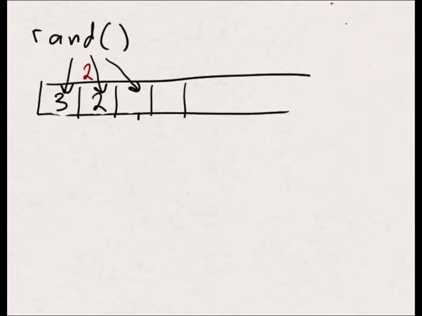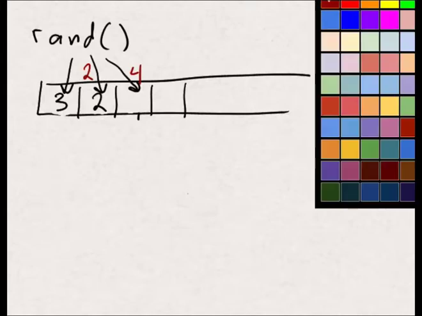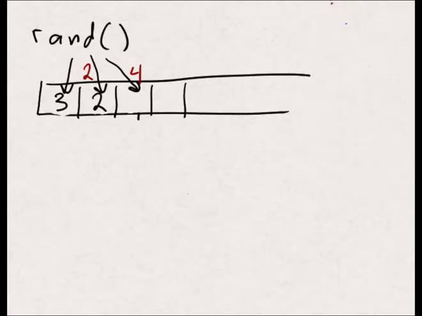Let's do the next one. So we will go ahead and generate a temporary random number. Say it's 4. And now we check 4 against the other random numbers in the list. Is 4 different than 3? Yes. Is 4 different than 2? Yes. Great. We can go ahead and write it down.